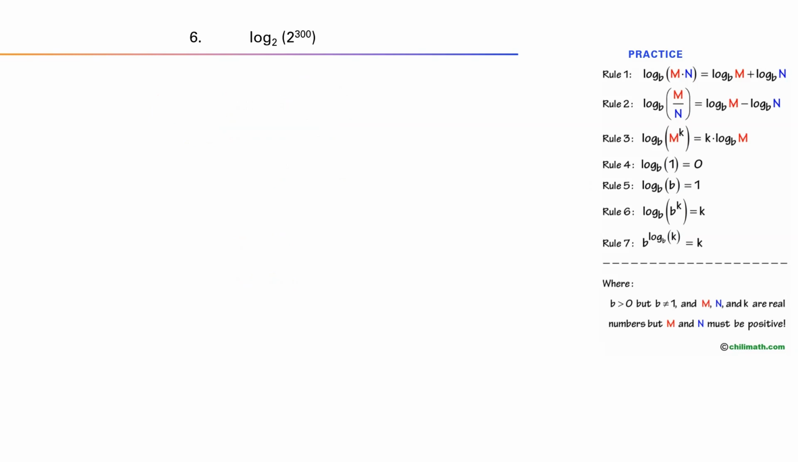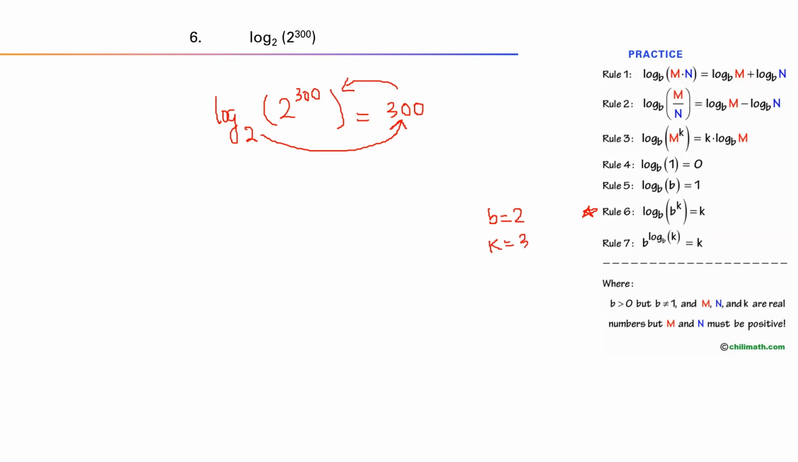Now we have log base 2 of 2 to the power of 300. Alright, so that equals 300, because 2 to the power of 300 is equal to 2 to the power of 300. And that is rule number 6. B equals 2, and then k equals 300.